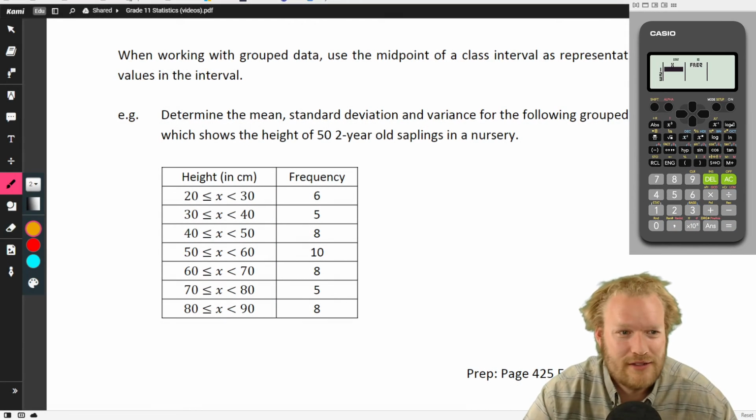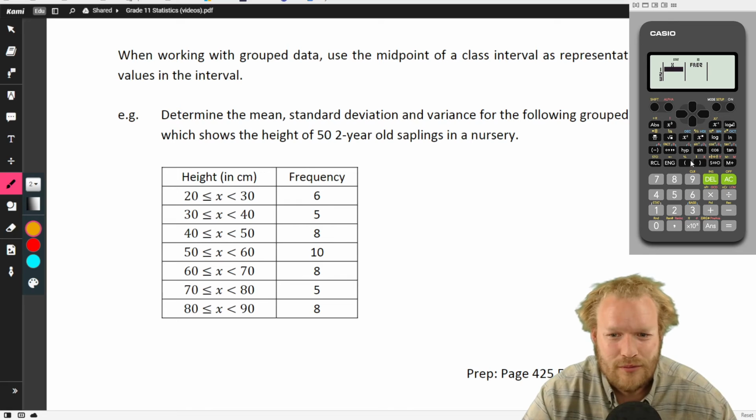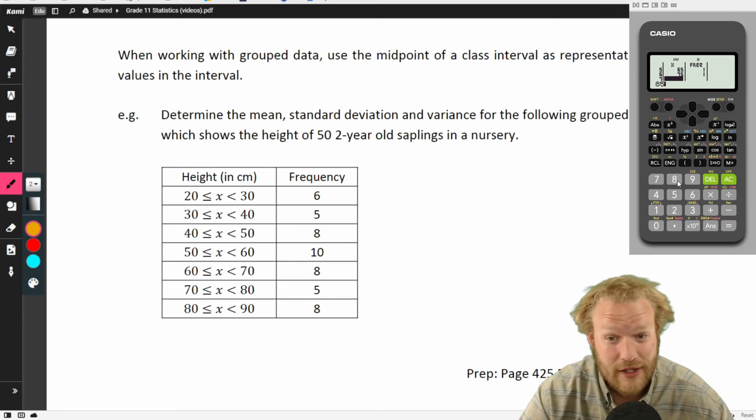So now when we get to an example like the one in the workbook, we can go, well, the midpoint of that is 25. So we put that in, 35, 45, 55, 65, 75, and presumably 85. Excellent. And the frequencies aren't 1, it's 6 equals, 5 equals, 8 equals, 10 equals, 8 equals, 5 equals, 8 equals.